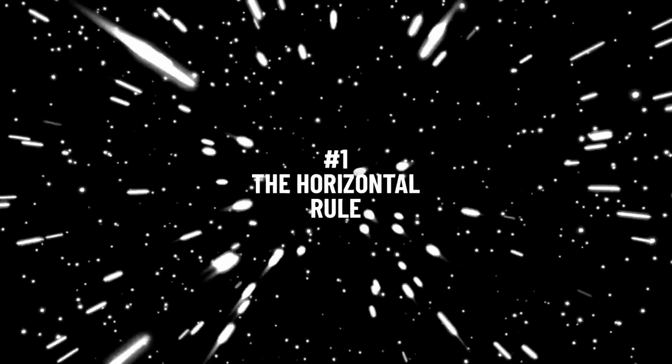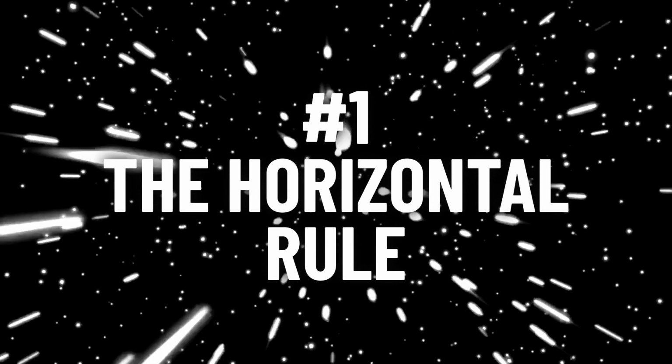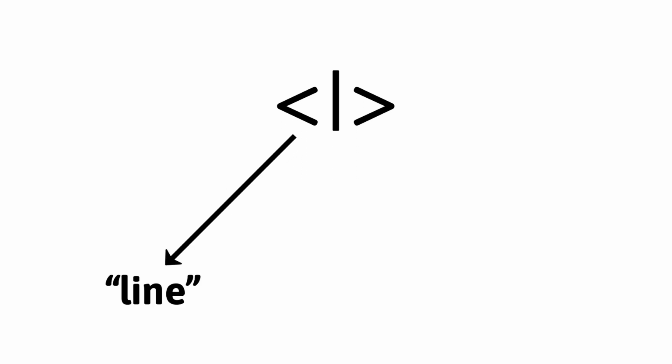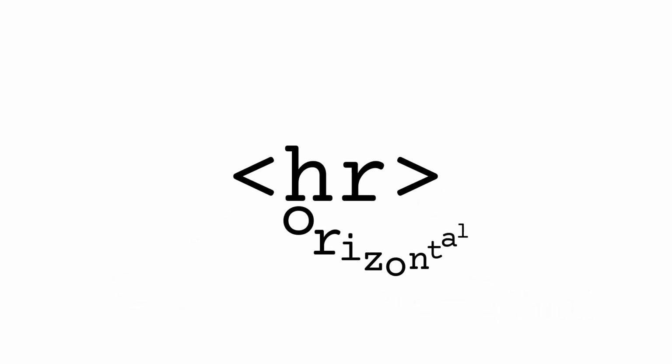If you're still there, I suppose I can tell you how I might have drawn my line. Number 1. The horizontal rule. HTML doesn't have an L element because if it did, people wouldn't be able to tell if it was L for line or capital I for I am a line. Instead, there's the verbosely and officiously named horizontal rule.